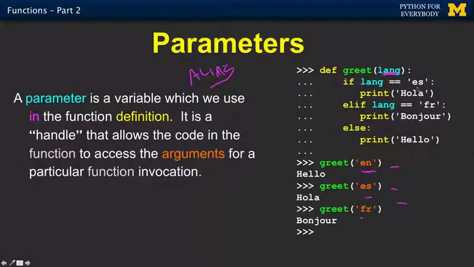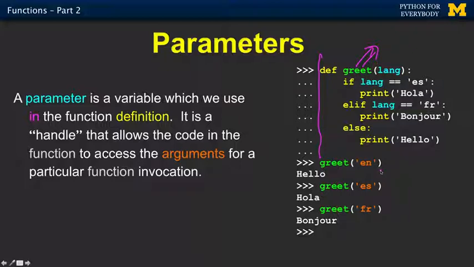If that first parameter is ES, then print this. If the first parameter is FR, print that. Otherwise, print that. So as our program runs, this accomplishes nothing, doesn't run any code, but it creates this thing called greet out there. And we've indicated to Python we expect a parameter.